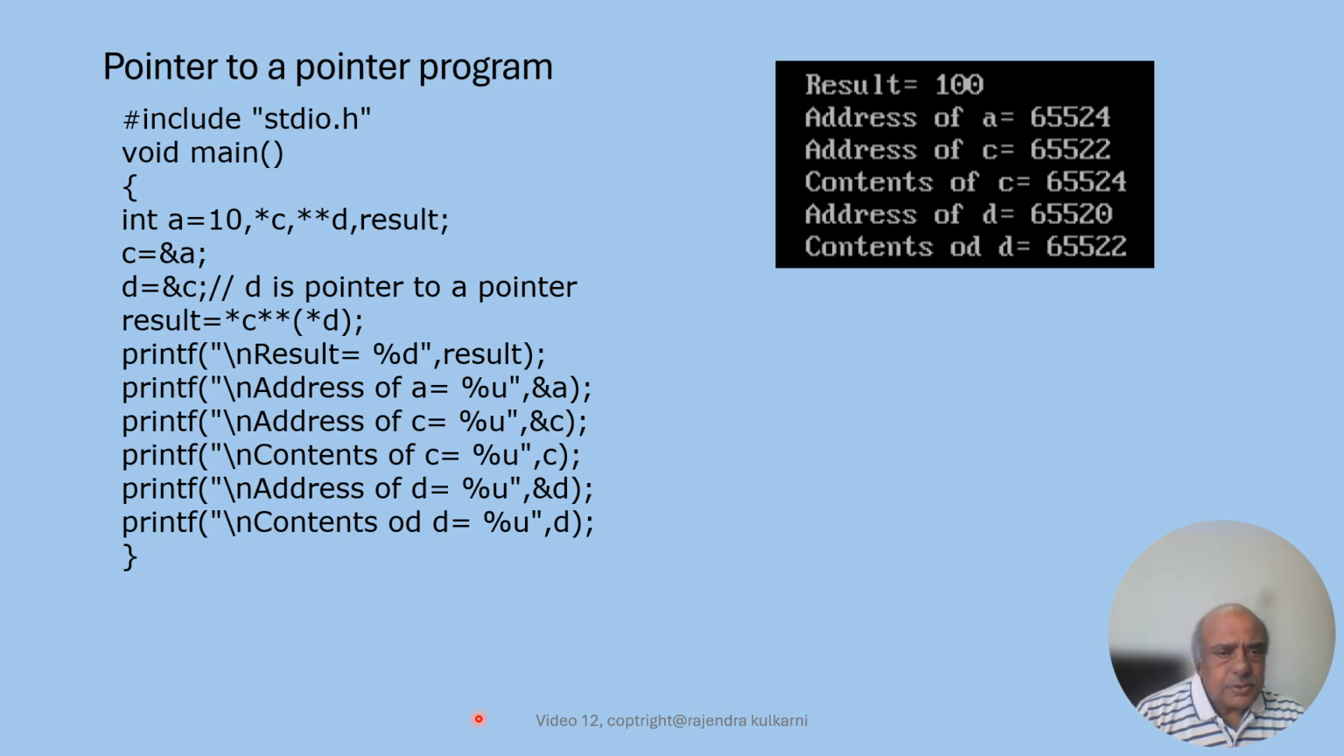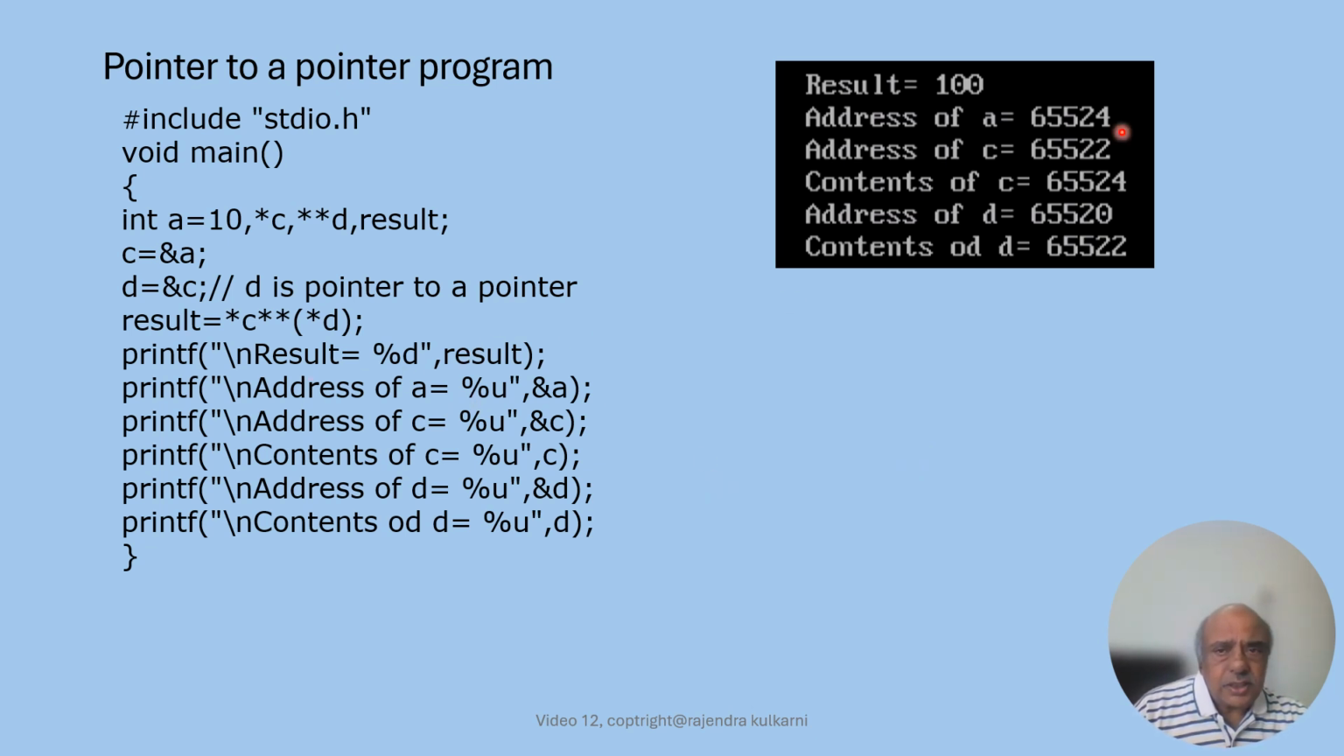The screenshot of the output screen, result is equal to A. Naturally, A contains result is equal to 100 because star C gives us 10 multiplied by star of D, which again gives us 10. So the result will be 100.